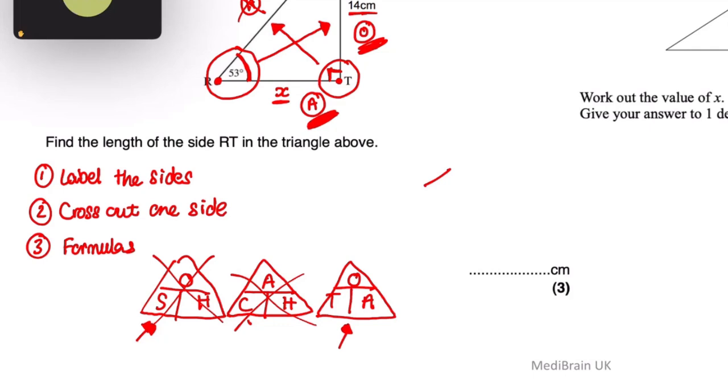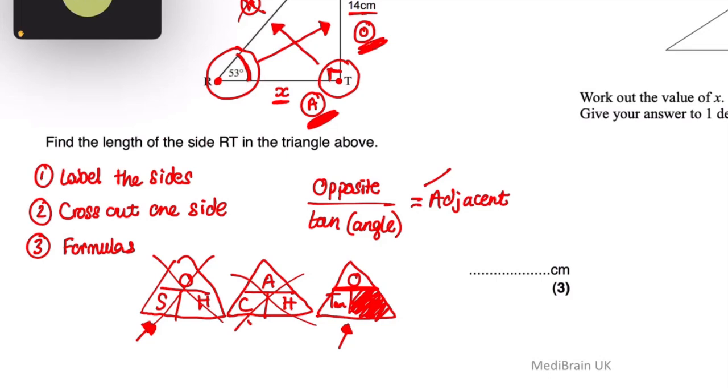What do we need to work out? We need to work out A. Because we need to work out A, we're going to cross out A. What are we left with? We're left with the opposite at the top divided by tan angle. Remember, T is tan. So it's going to be the opposite, which is at the top of the triangle, divided by tan angle, and that's going to give us what we crossed out, which is the adjacent.